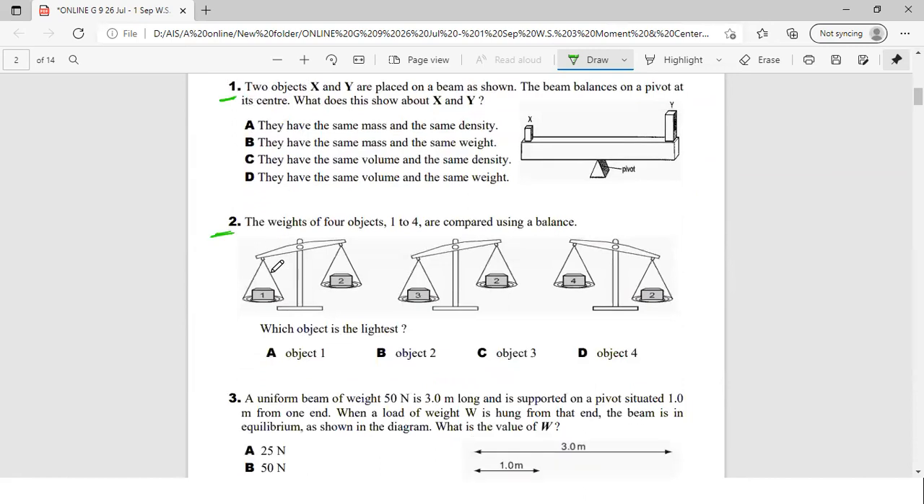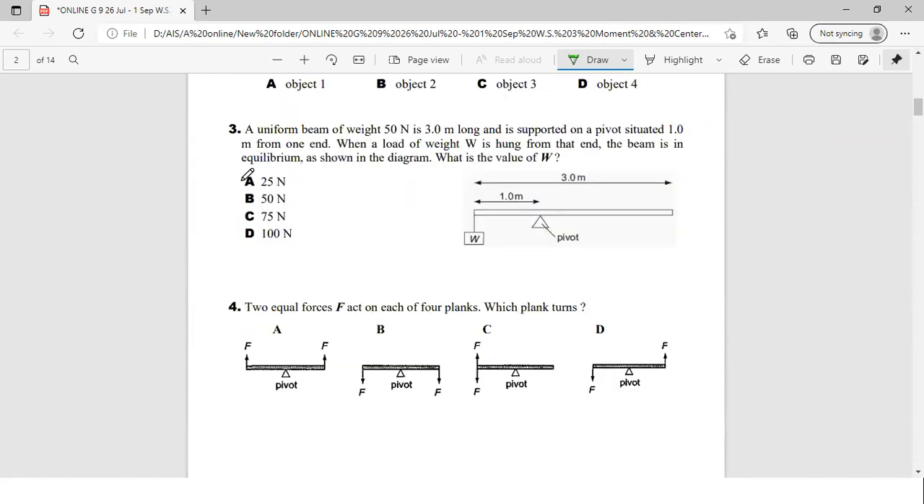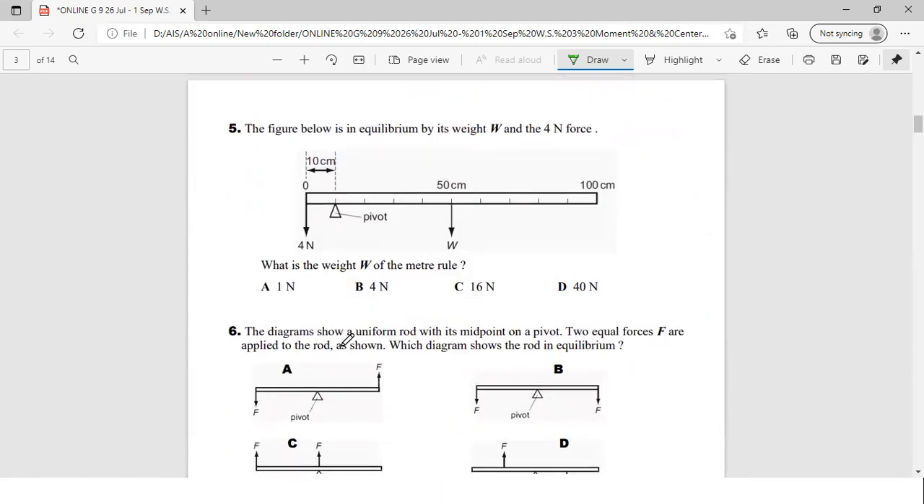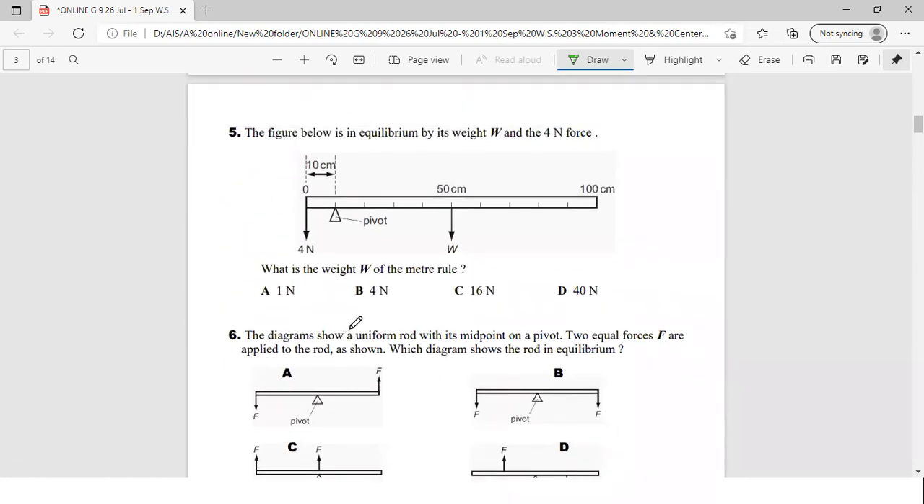These are your homework. Okay, I want you to try to do it. Question number 3, question number 4, page number 2. These are the questions that you are going to do as homework. We are going to answer them together next time.